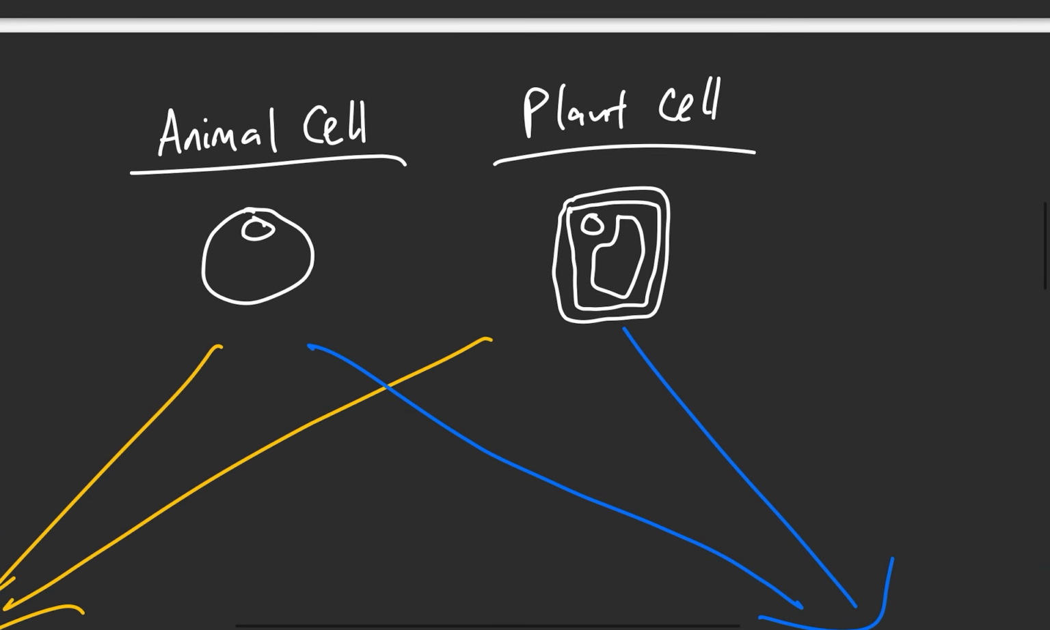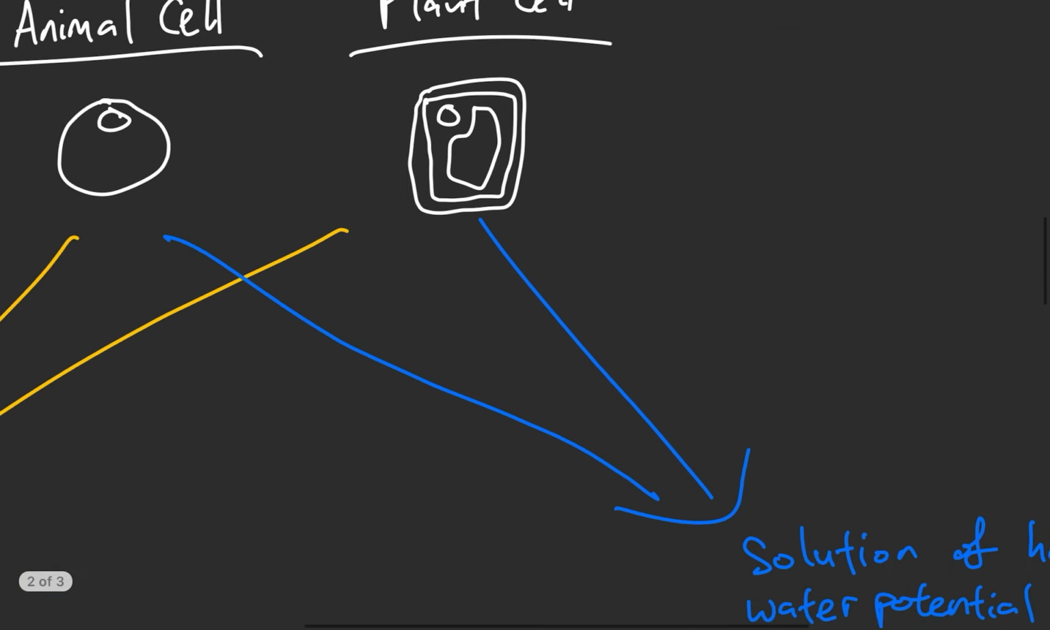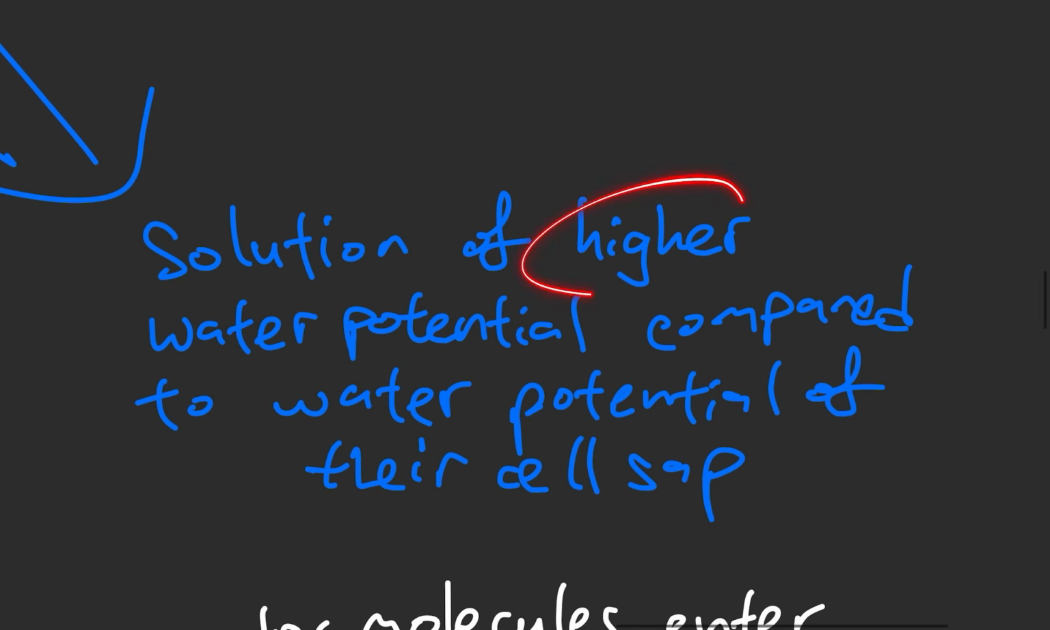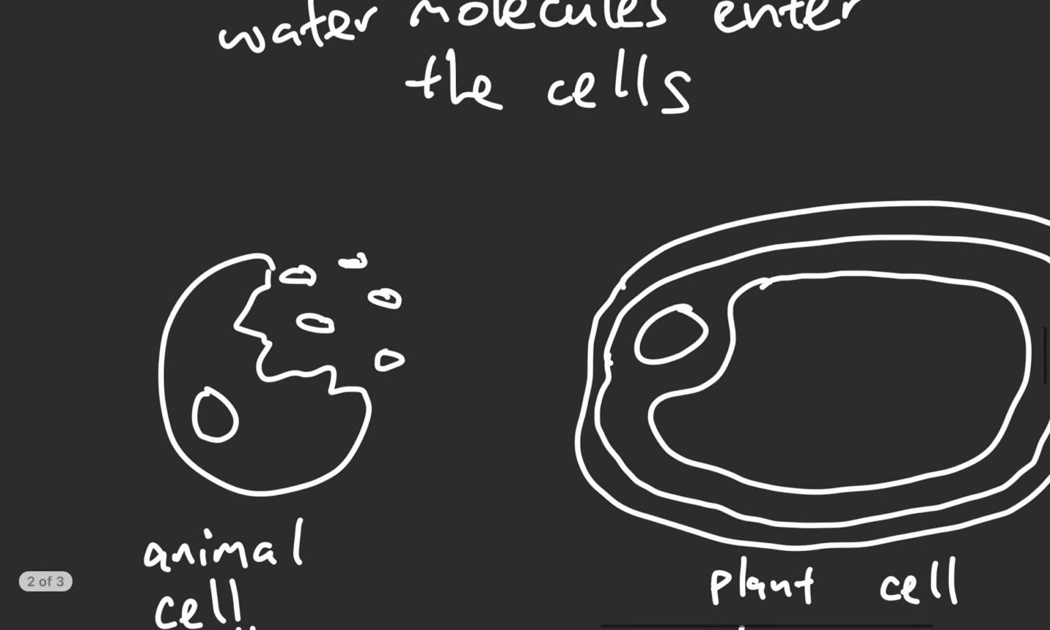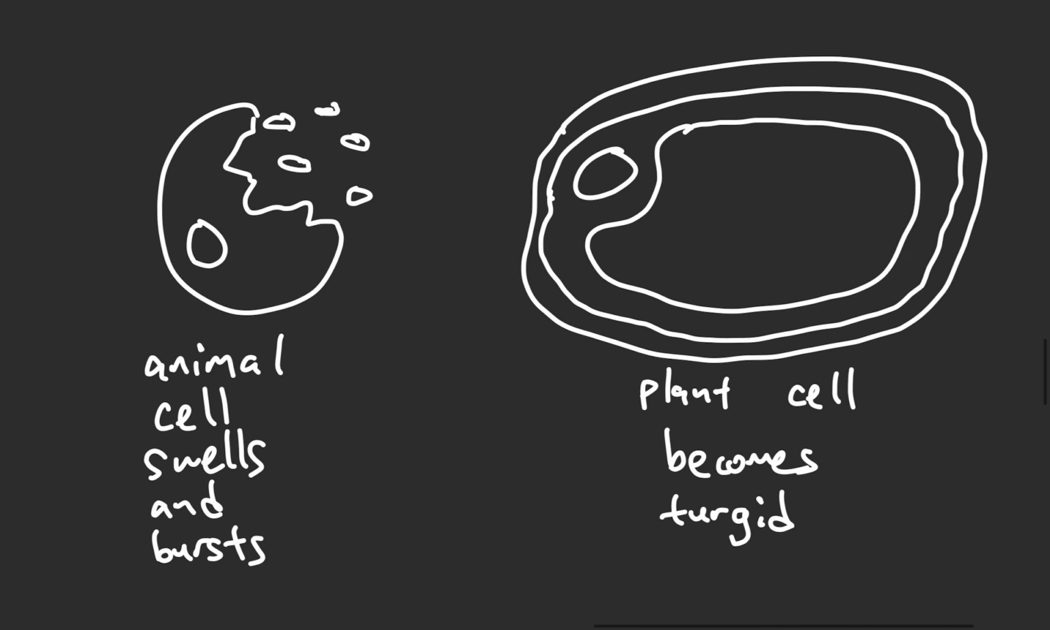Now, let's take a look at what happens if we put these cells in a solution of higher water potential compared to the water potential of the cell sap. Now this means that the cell sap has a lower water potential, so water molecules would enter the cell from the solution. So let's take a look at these two cells here. Okay, we can clearly see that the animal cell has just burst, so it's dead. But the plant cell is just like a rigid and inflated balloon, okay?